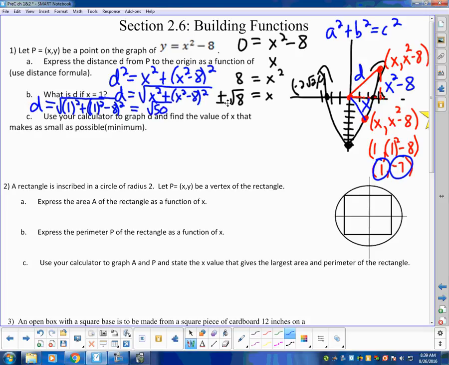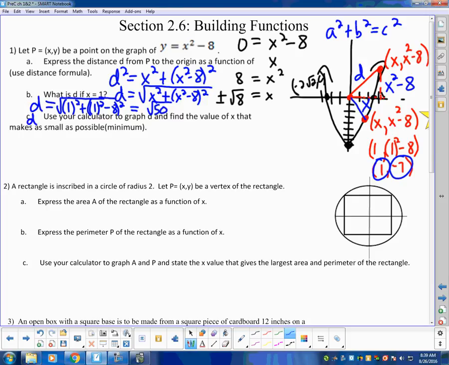So that's my distance. And I could find my distance from the origin to any point on this parabola using this equation. You give me the x value, I can give you the distance we are away from it. I can also give you the y value. But it says use your calculator to graph D and then find the value of x that makes D as small as possible.